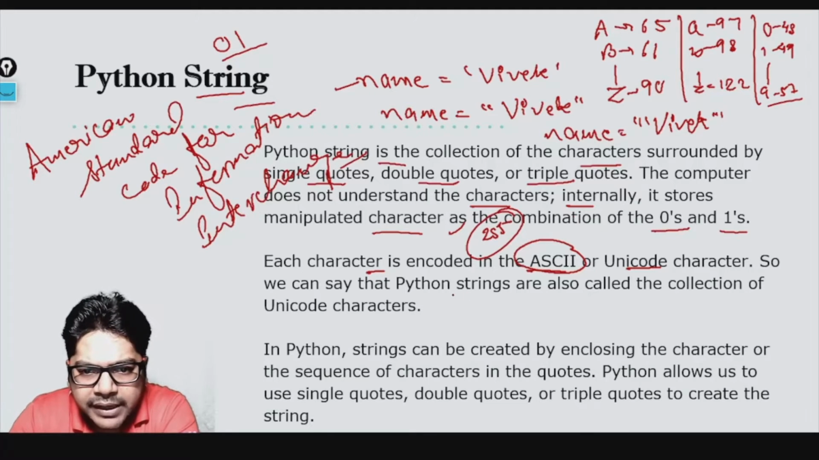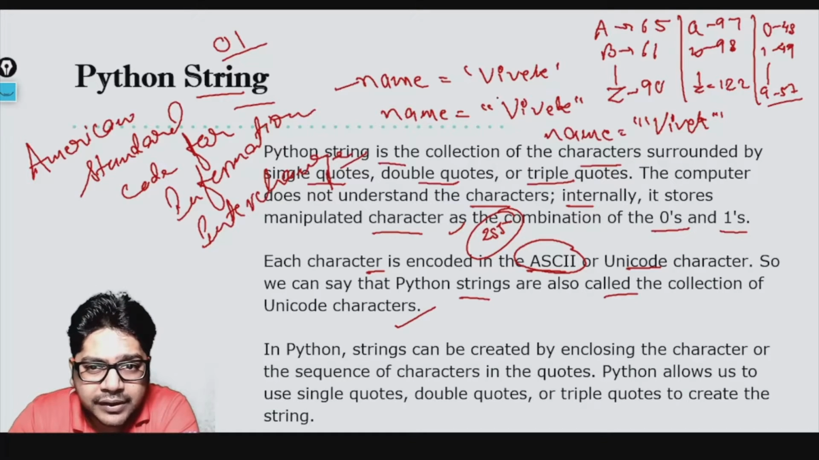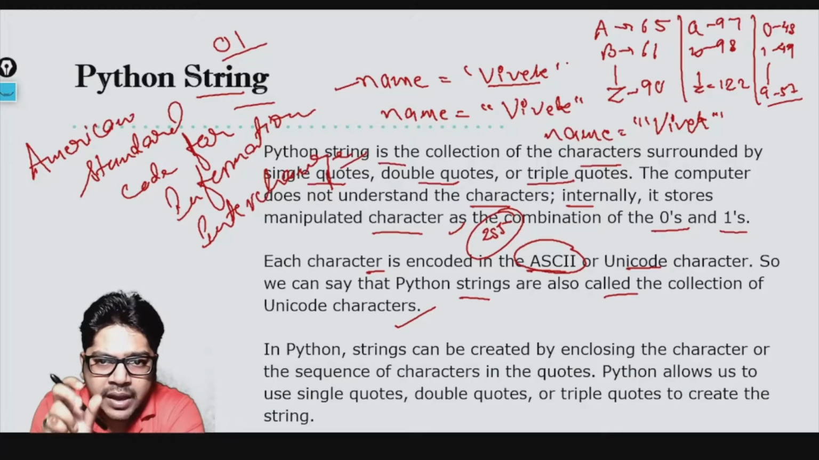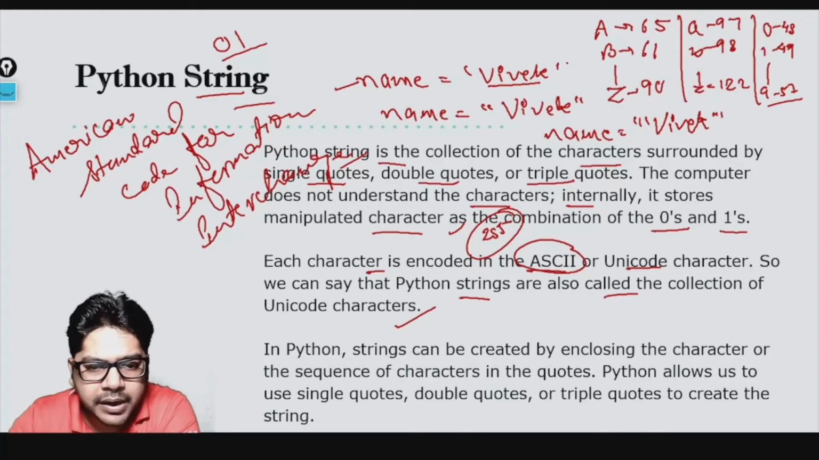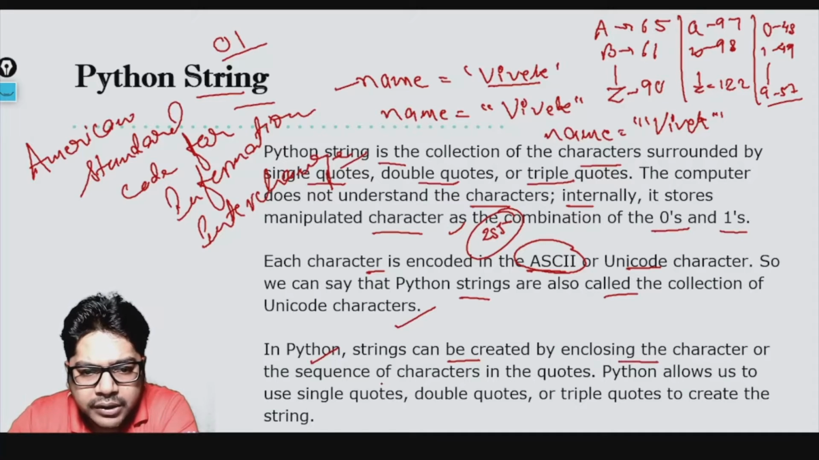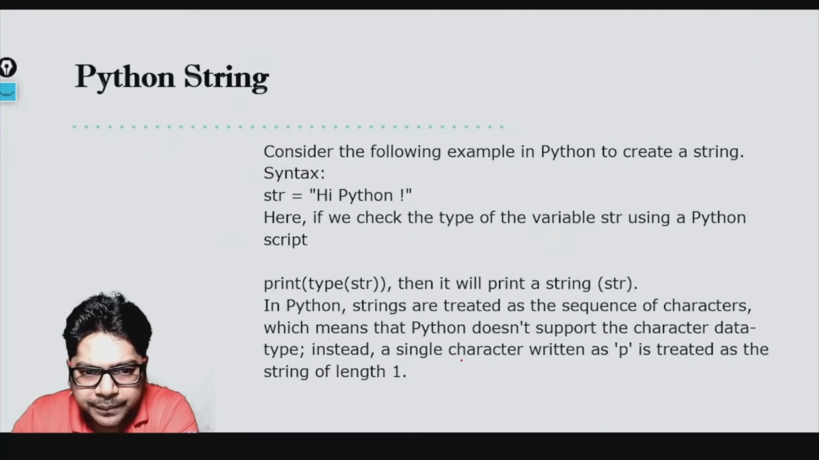So we can see that Python strings are also called a collection of Unicode characters. The second thing we have seen is that there is nothing as such as a string; it is stored as individual characters in different compartments. In Python, a string can be created by enclosing a character or a sequence of characters in quotes, which can be single quote, double quote or triple quote.